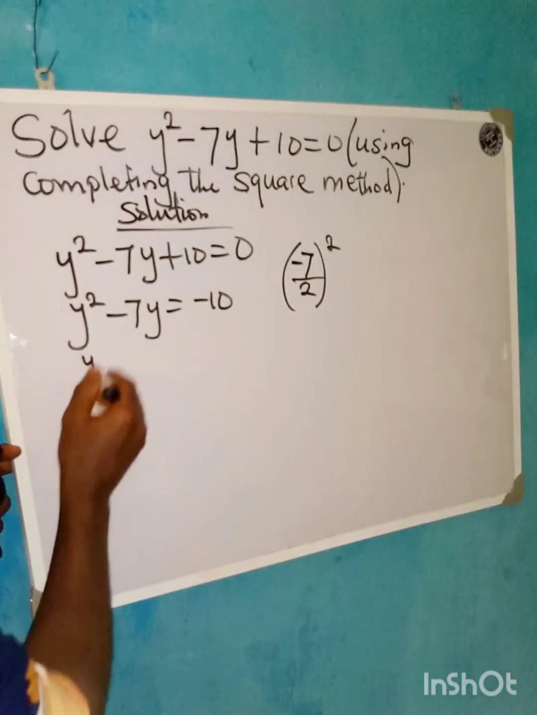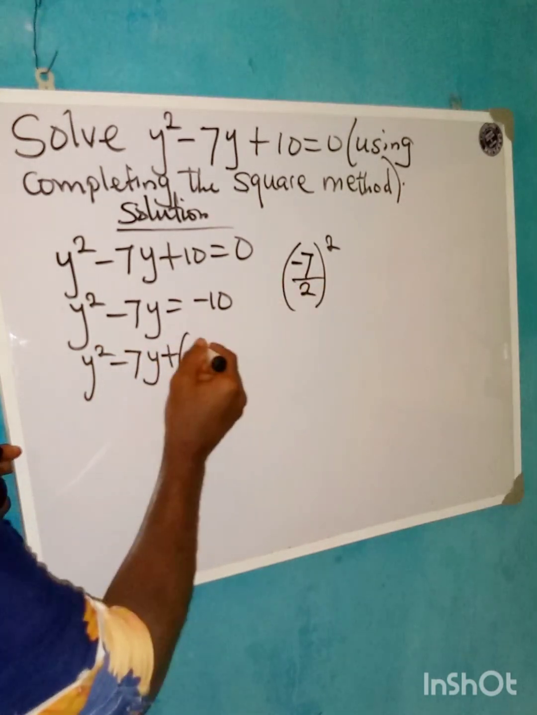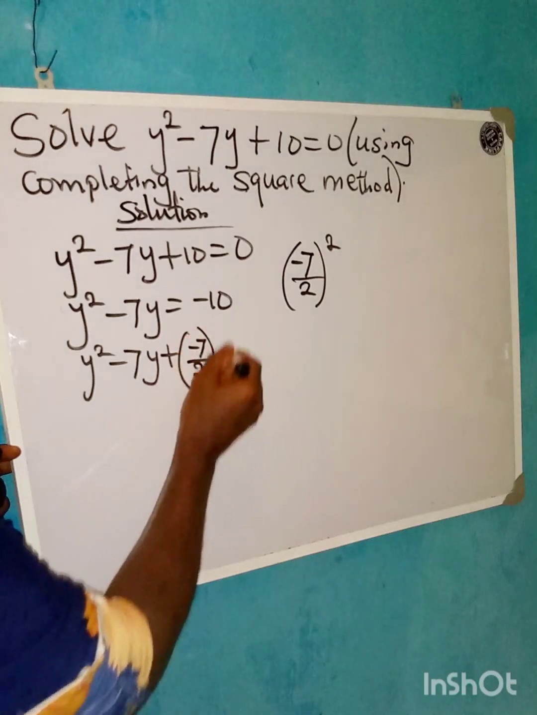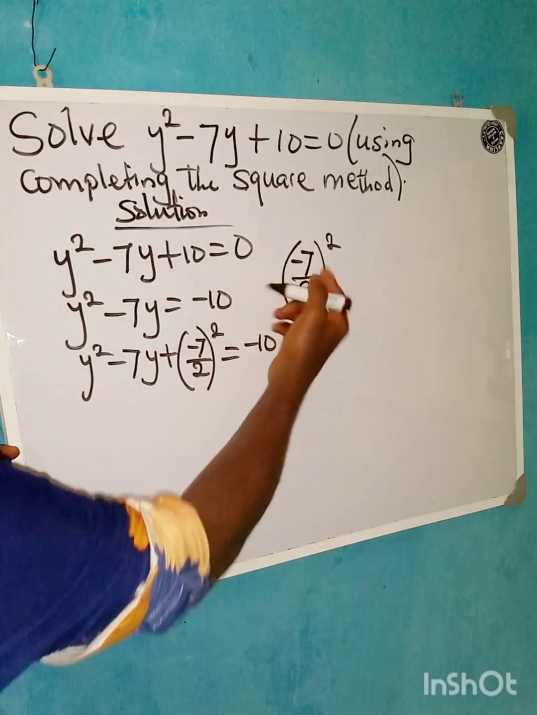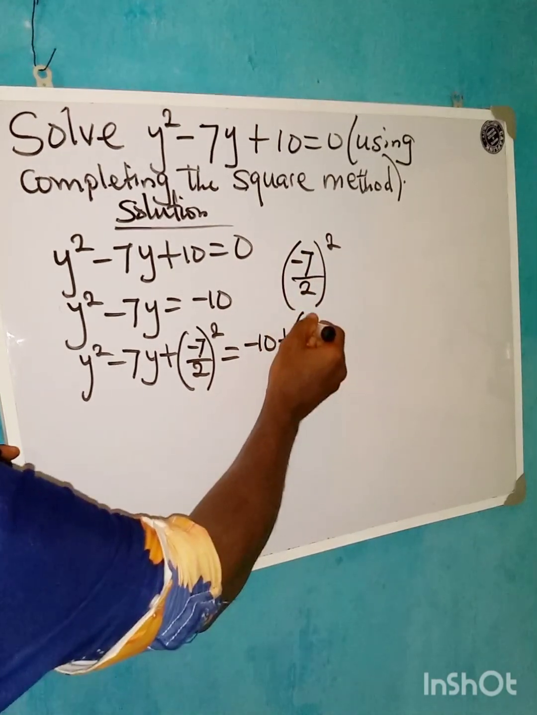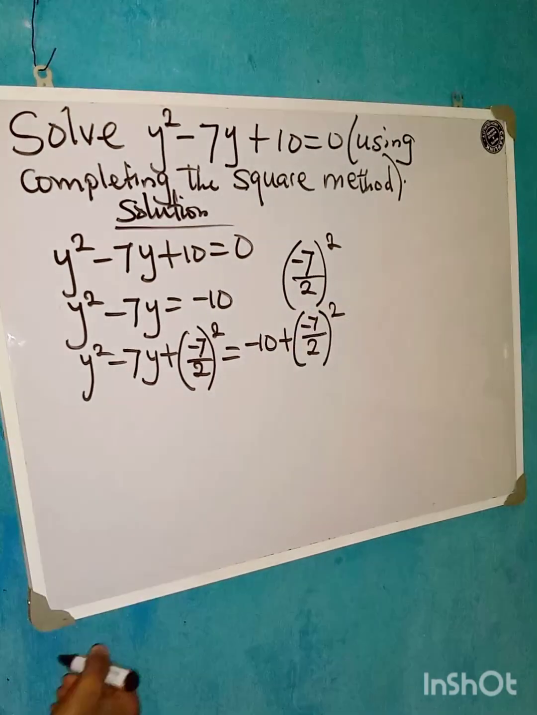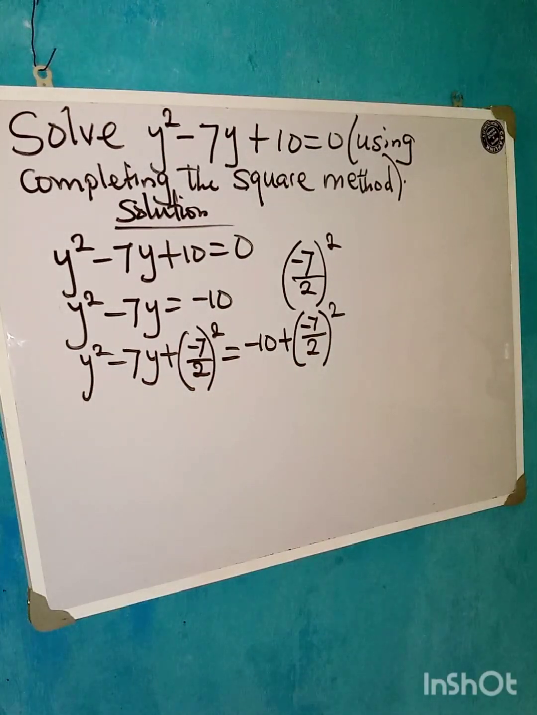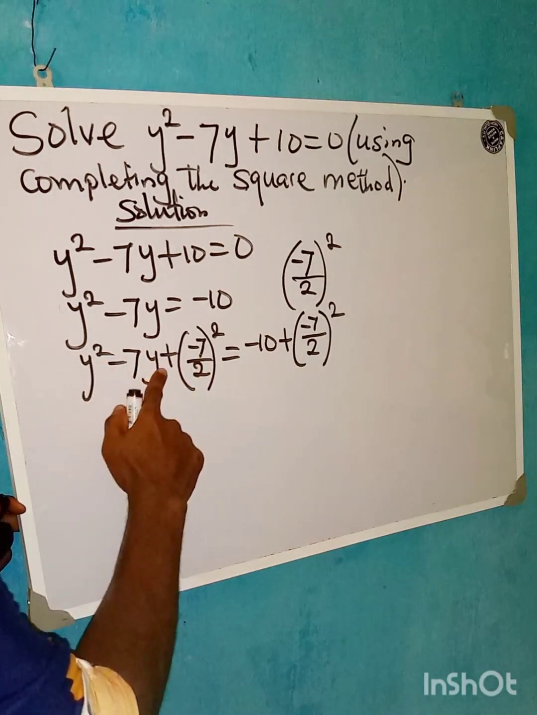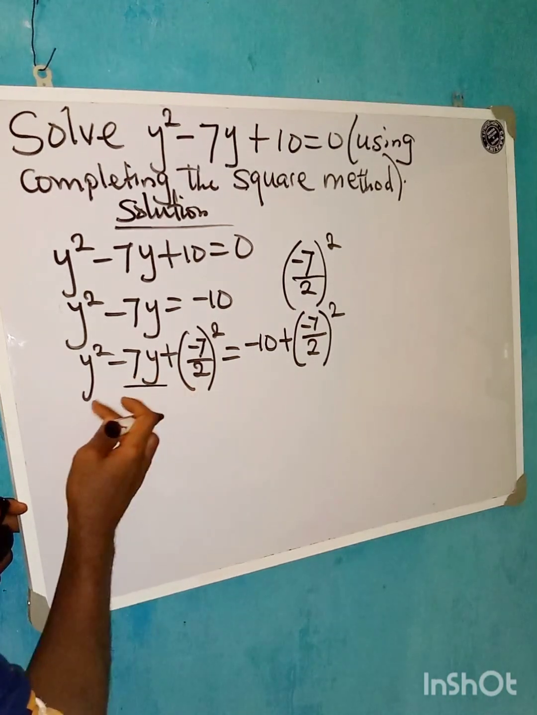So I'm going to have y squared minus 7y, then plus minus 7 over 2 squared equal to minus 10. Then I'm going to add this as well, plus minus 7 over 2 squared. Since I'm adding to both sides, it won't make any difference. The next thing that I'm going to do is, because I am dealing with the coefficient of this, I will have to eliminate this and work with these two.